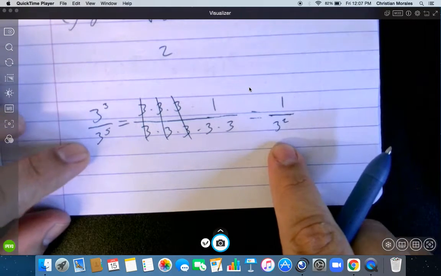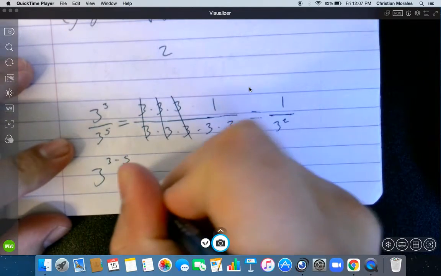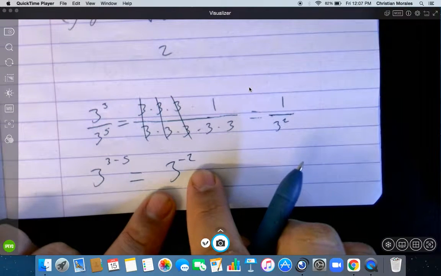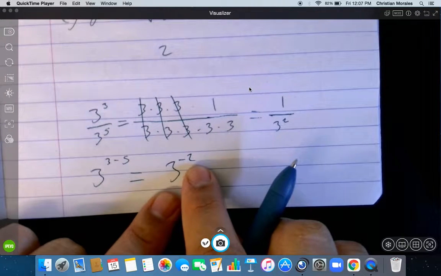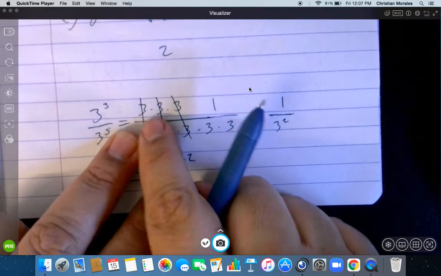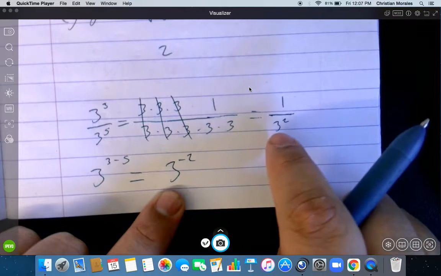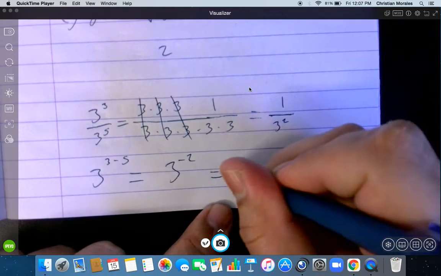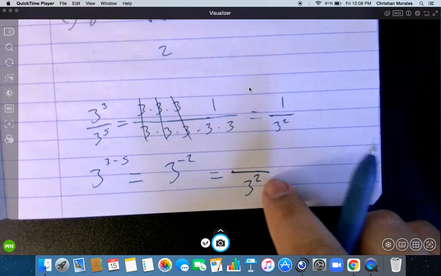Okay. The shortcut for this was subtracting the exponents. 3 minus 5 would be 3 to the negative 2. Now, this is where it's a little strange. Right here, you have a negative exponent. But if you look at the way you did it with the expansion, when you do all the 3's, all that negative means is that the 3 is on the bottom of a fraction. So whenever you see a negative exponent, you're going to write a fraction and move that to the bottom. And when you move it, it becomes positive.